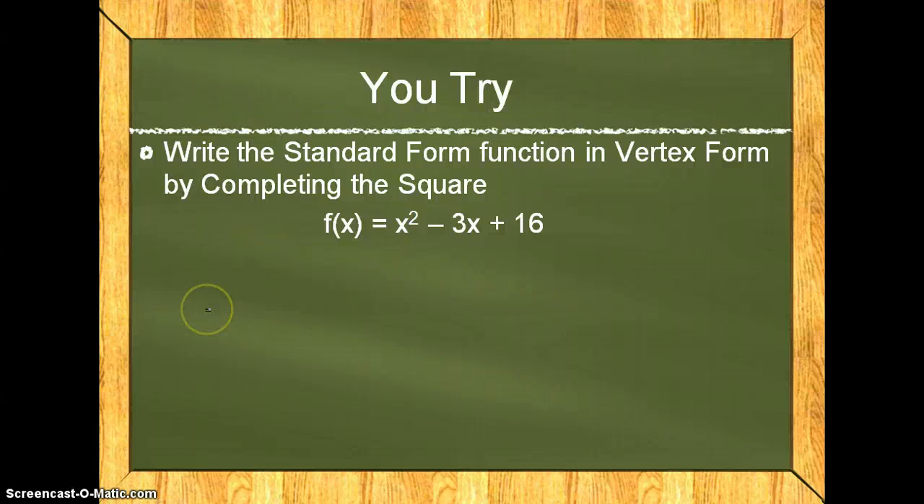So your U-try is to write in vertex form the standard form function x squared minus 3x plus 16. And again, this is the end of the second video.